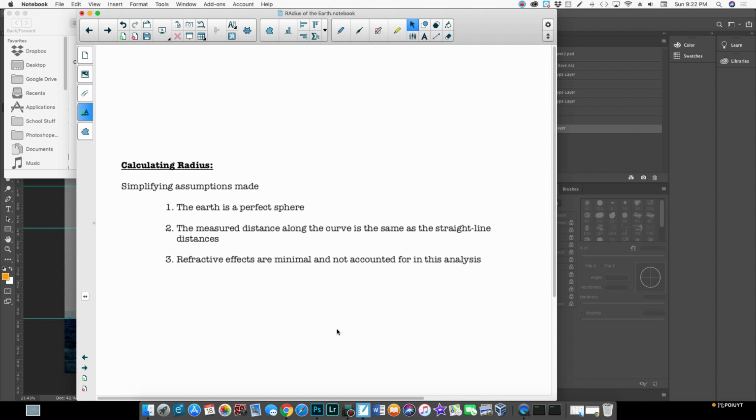And lastly, that refractive effects are minimal. They are not accounted for in this analysis. So any error that I might get off of the actual amount could be due in large part to refraction.